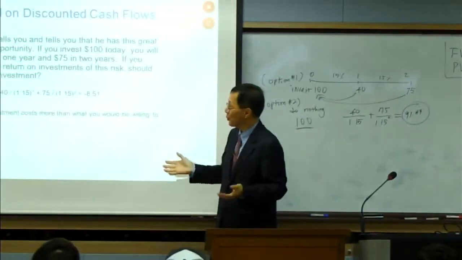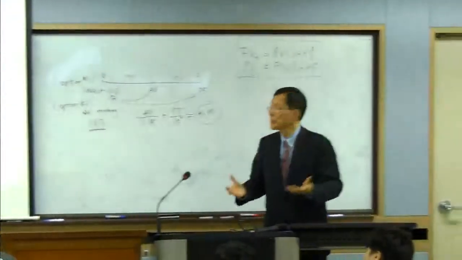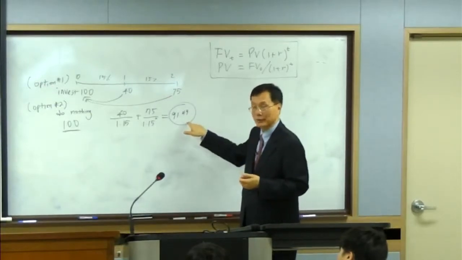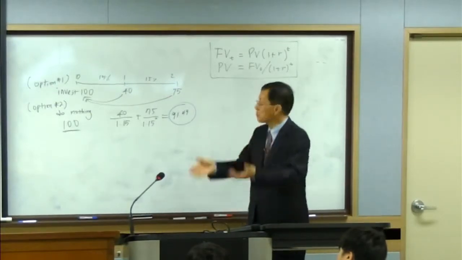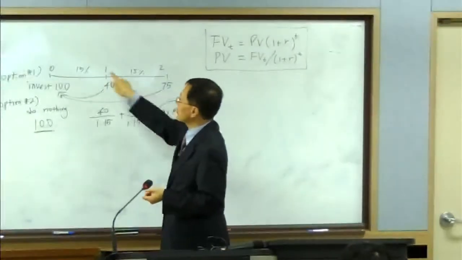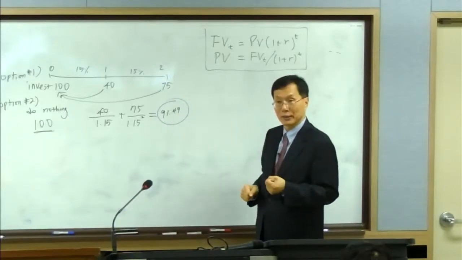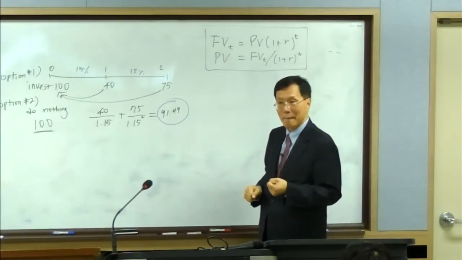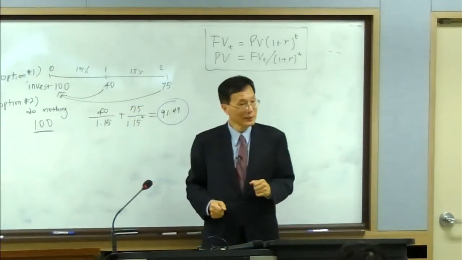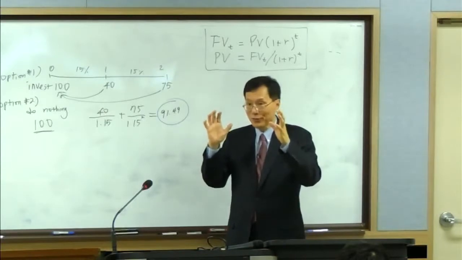You wouldn't do that. That's what it says. No, the investment costs more than what you would be willing to pay. You are willing to pay 91.49. That's the value of it. You are willing to pay 91.49 and you get 15% interest on 91.49. You don't have to put up 100. Okay? Does it make sense?